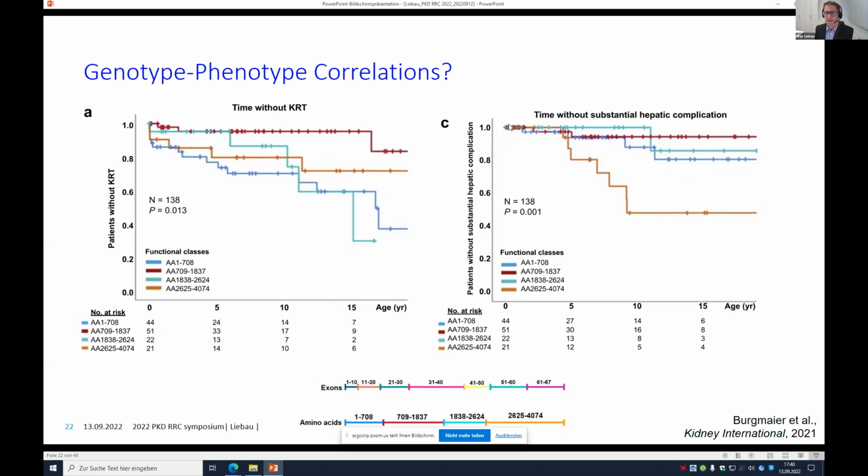How about the liver? Here we see something else. Here we see that patients with 2 missense variants in the C-terminal part, or a truncating and a missense variant in that C-terminal part, do more poorly and progress more rapidly. Numbers obviously still remain limited, but for such a rare disease, they are quite okay.